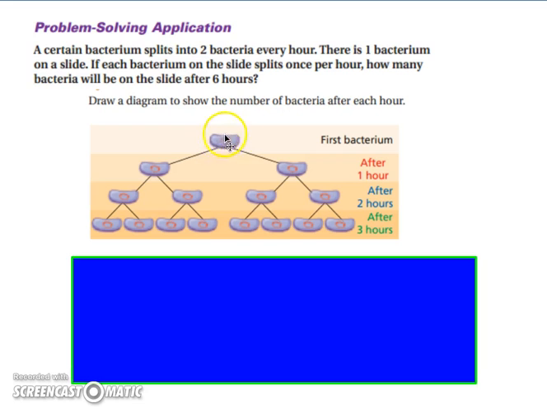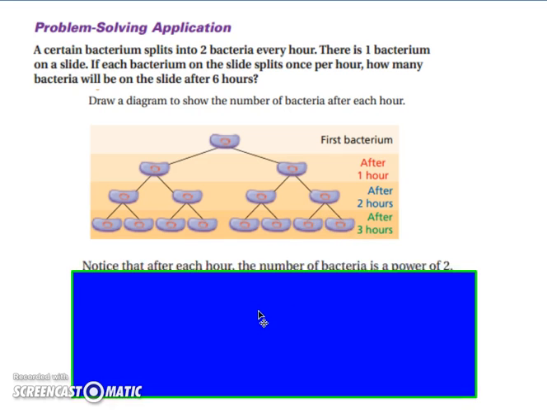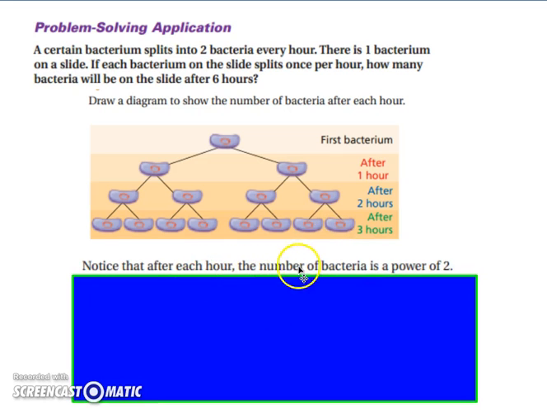So we'll start with a diagram. We're starting with our first bacterium. After an hour has passed, we now have 2. Alright, well now 2 hours have passed, so each of those splits into another one. So now we have 4 bacteria. And then after 3 hours, each of those splits into 2. So notice that after each hour, the number of bacteria is a power of 2.